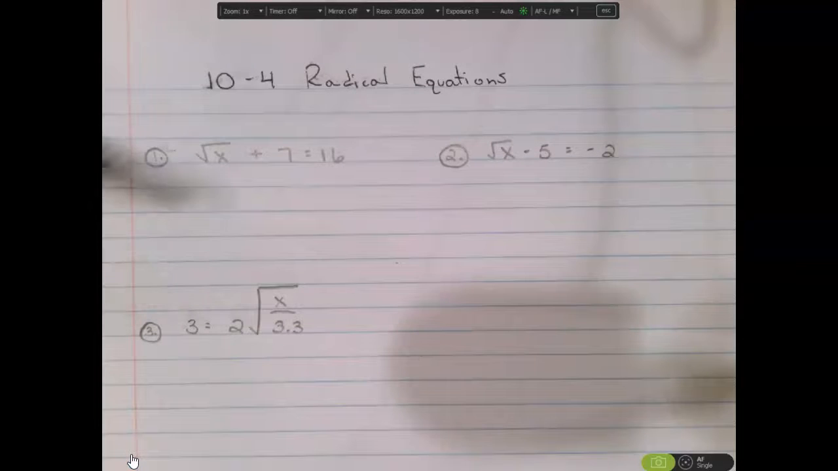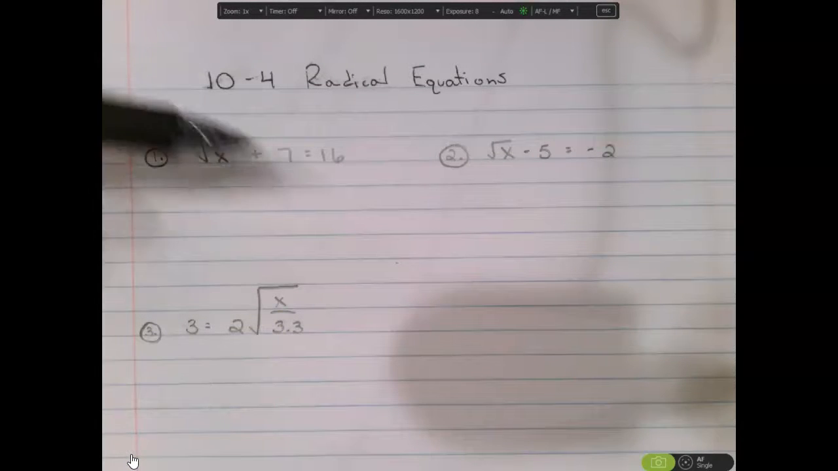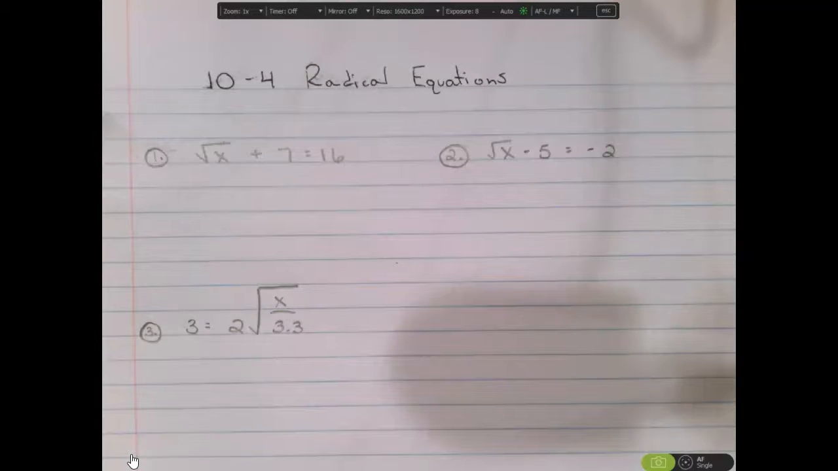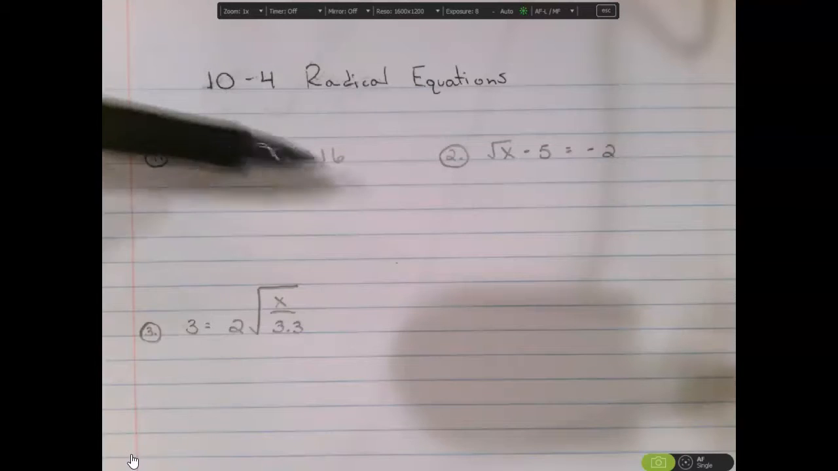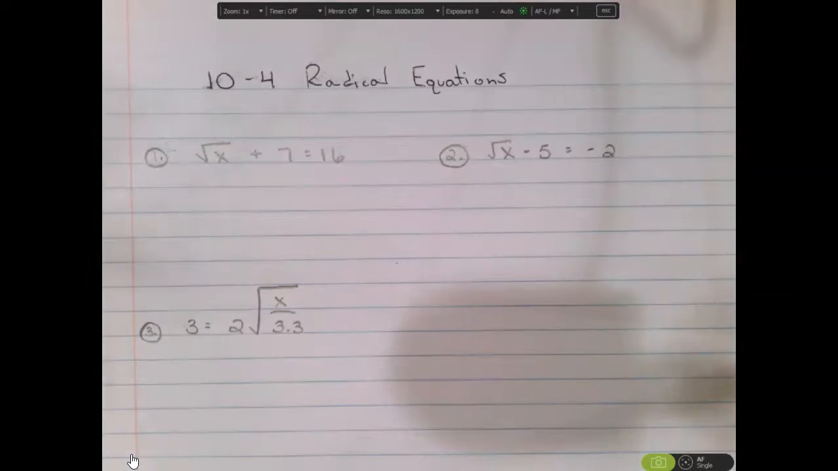So, number 1, we've got the square root of x plus 7 equals 16. Something I want you to be mindful of as we go through these problems is to pay attention to the square root symbol, or the radical, and notice how it stops just on the x. It does not apply to this plus 7, and it also does not apply to the 16. So really be mindful as to what the radical is covering.